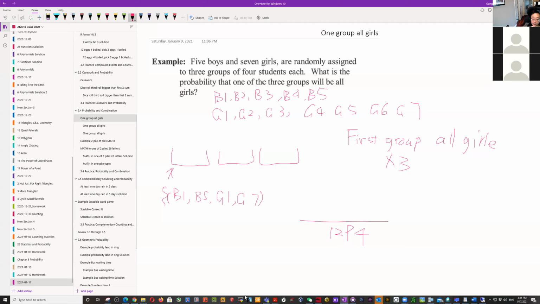And for the way that it's all girls, if I need to choose girls to fill in the first group, I have 7 permute 4 ways, because I need to pick candidates only from that subset. And in an ordered way, it's 7 permute 4, because we actually have 3 positions to assign the first group. So it's going to multiply by 3. So that's the way that we're going to tackle this problem.